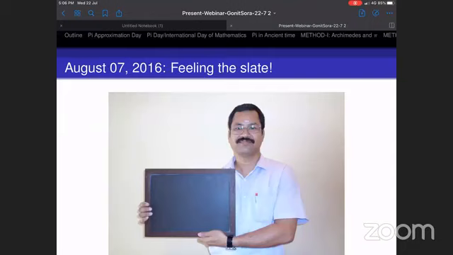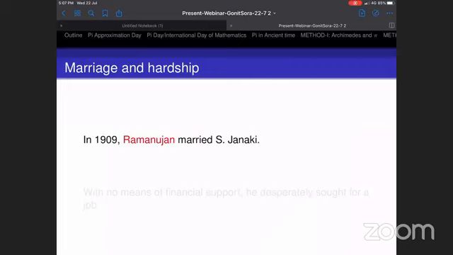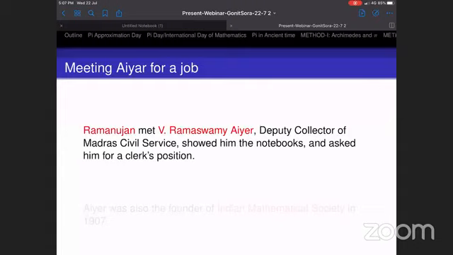On August 7, 2016, I had the feeling of holding the slate. This is one side, and the other side of the slate is here. In 1909, Ramanujan married Janaki. With no means of financial support, he desperately sought a job. Ramanujan met V. Ramaswamy Iyer, Deputy Collector of the Madras Civil Service, showed him the notebooks, and asked him for a clerk's position.